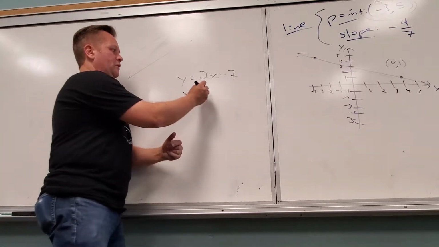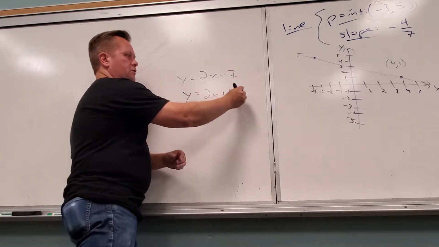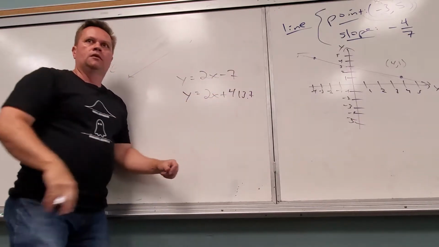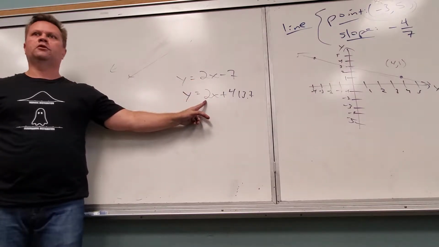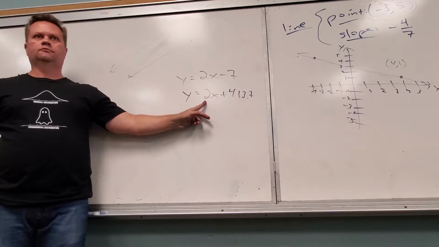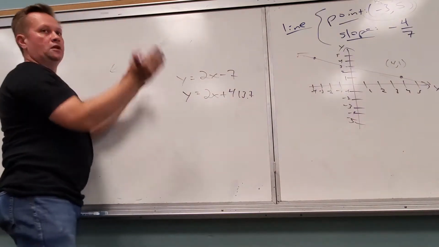So all it's got to be is right here, it's got to be a 2. And what can you put here? Any thing you want to. So I want to put 413.7. What's the slope of the two lines? 2. So they're parallel. One has an intercept at -7, and the other one has an intercept at 413.7, but they're both parallel.